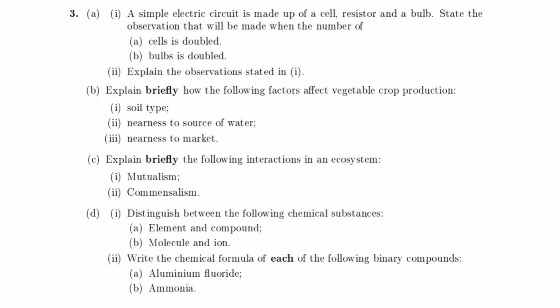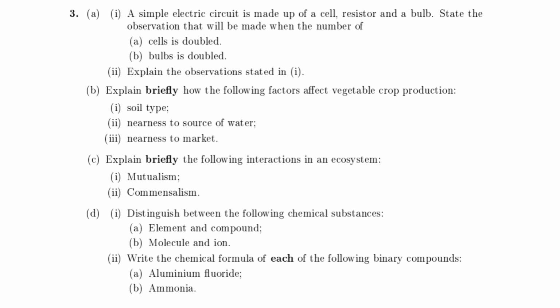Question three. A simple electric circuit is made up of a battery of cells, a resistor, and a bulb. State the observation that will be made when the number of cells is doubled, and when the number of bulbs is doubled. Explain the observation in I. B: Explain briefly how the following factors affect vegetable crop production: soil type, nearness to source of water, nearness to market.